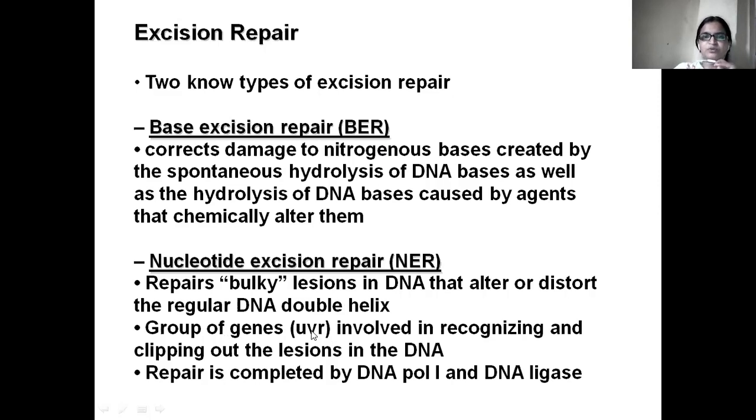A group of genes is involved here. UVR is involved in recognizing and clipping out the lesions in the DNA. Repair is completed by DNA polymerase 1 and DNA ligase. Here in base excision repair, a single base is removed, and in nucleotide excision repair, a set of nucleotides is removed.